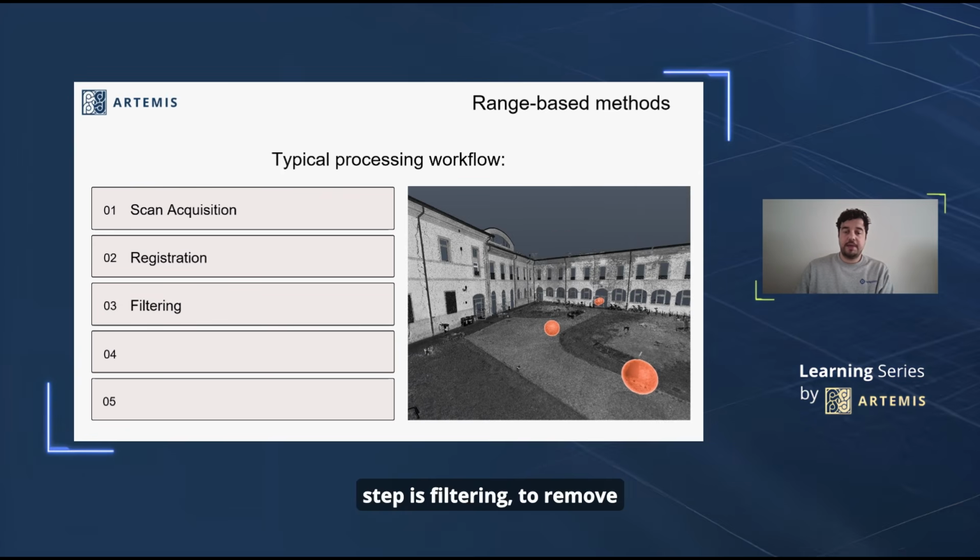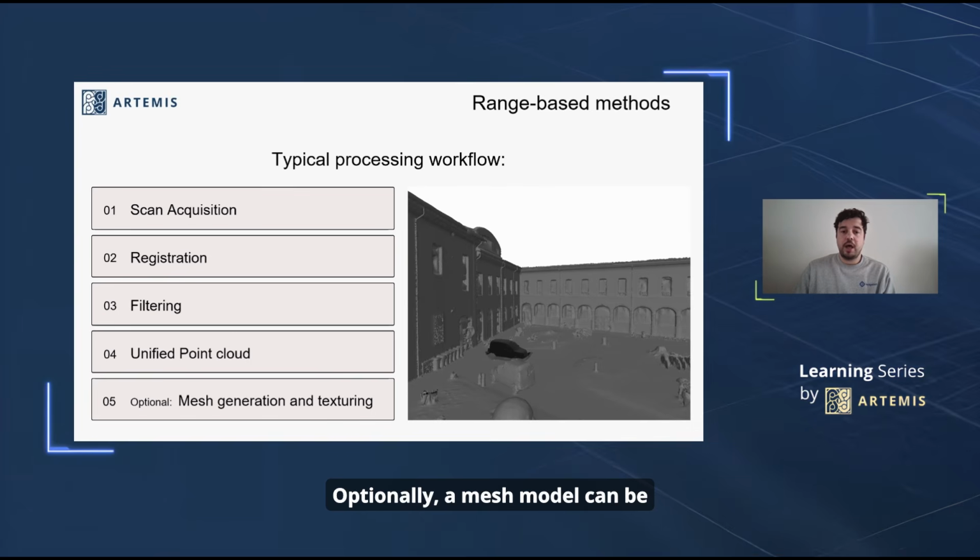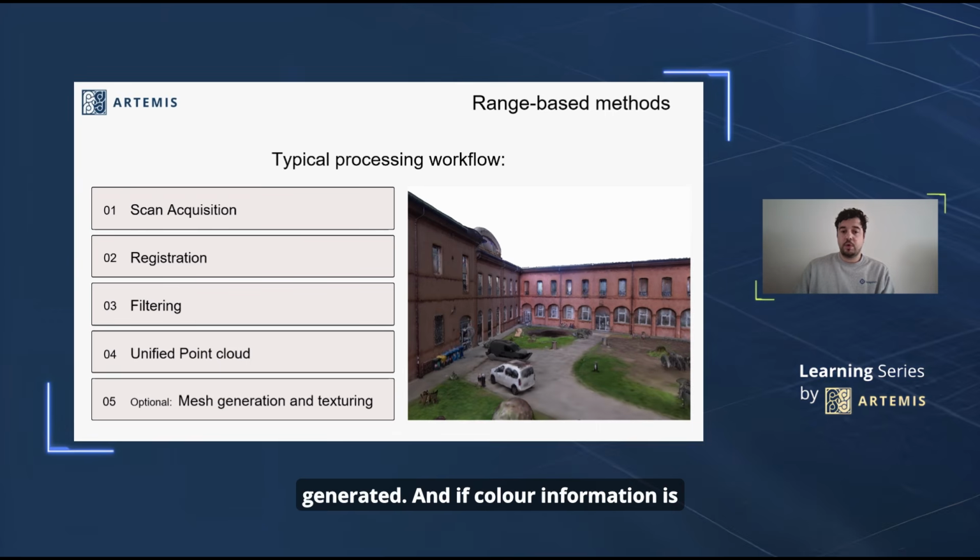The next step is filtering to remove noise, erroneous points, or unnecessary elements. Once these phases are completed, scan unification is often carried out, with the aim of obtaining a unified point cloud with controlled density and reduced file size. Optionally, a mesh model can be generated, and if color information is available, it can eventually be textured.